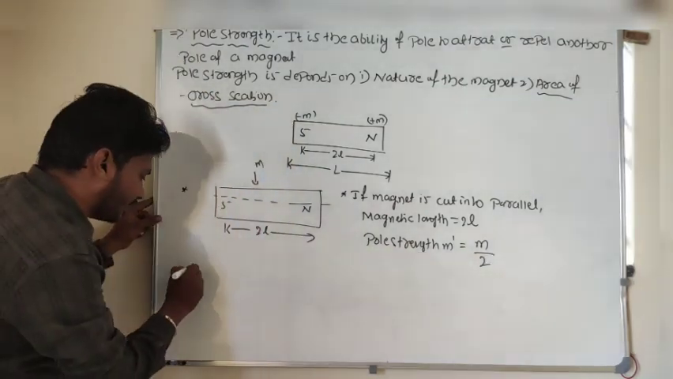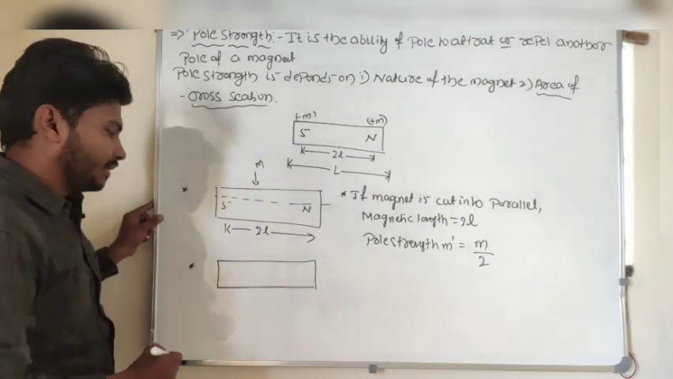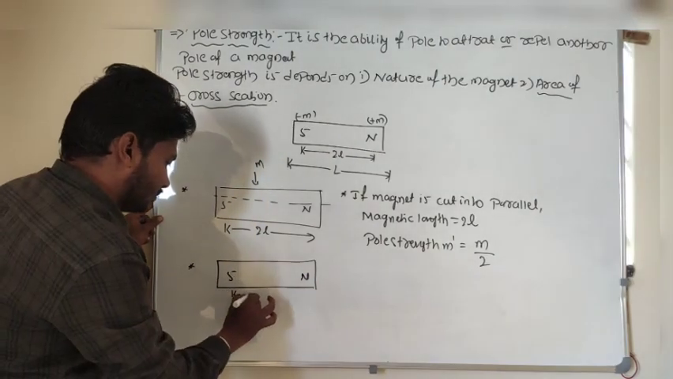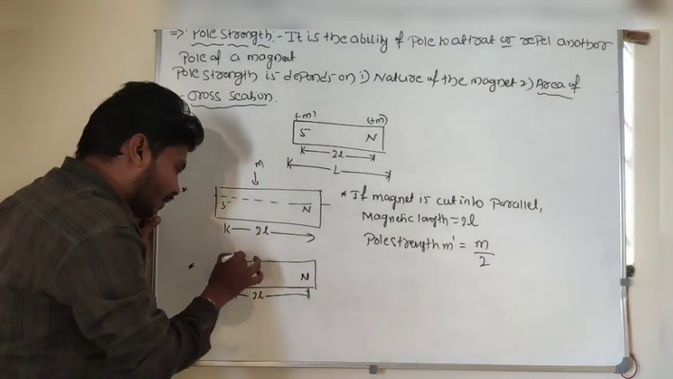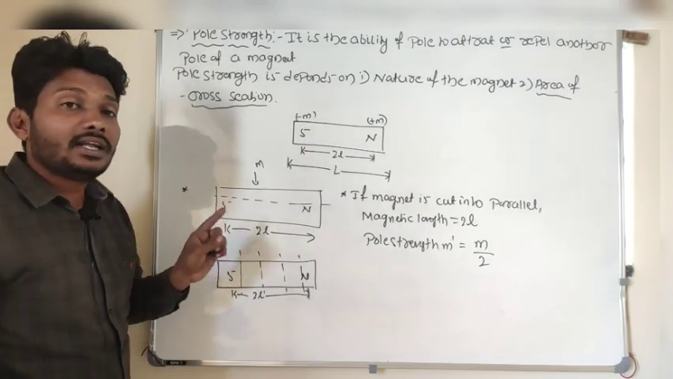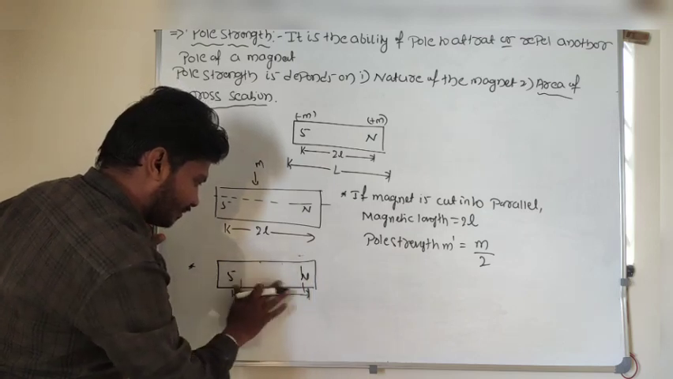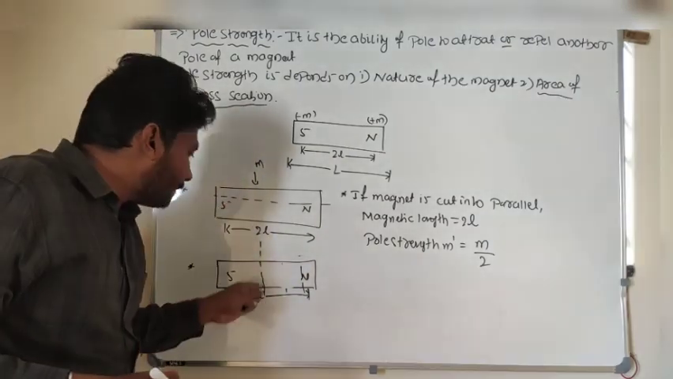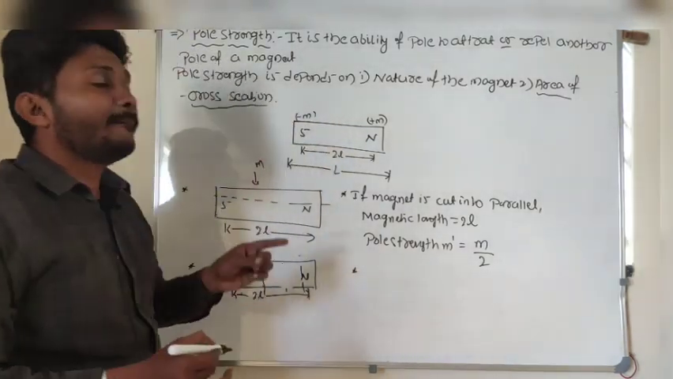Now another way of cutting I will take. Look at here, this is the magnet, right? North pole and south pole. This is the magnetic length or effective length. Now I will cut that magnet in a perpendicular manner. Only one cut I will make, for simplicity. I will cut that magnet at half of its original length, meaning I cut that magnet perpendicular here.